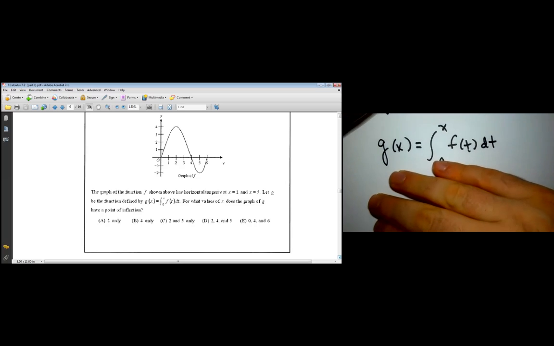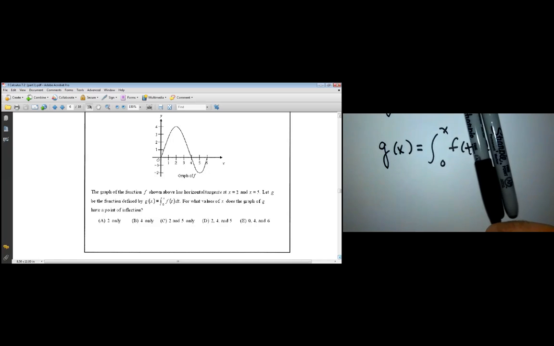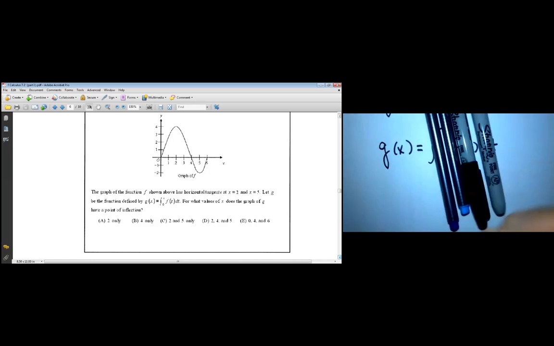For what values of x does the graph of g have a point of inflection? Let's just back up a second here and forget about this side of the problem. If I just say I'm talking about g, the question says, where does g have a point of inflection? What graph have we been using all year to figure this information out? The graph of the what?